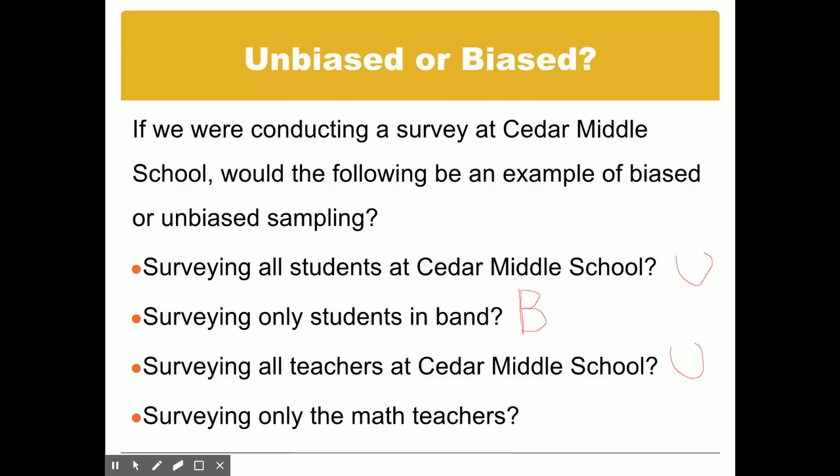Okay, and then surveying only the math teachers, and this is again where the bias comes in, because you can't just survey one part of the population or one part of the sample. You need to survey a broader part. You could do 3 teachers from math and 3 teachers from language arts and 3 teachers from science, and that would be okay because it's balanced. But if you only choose one group of people, that makes it biased.